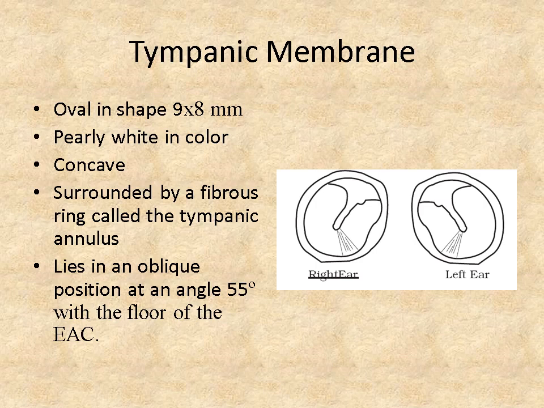The tympanic membrane is placed in an oblique position, at an angle of 55 degrees with the floor of the external auditory canal, so that the anterior and the inferior walls of the external auditory canal are longer than the posterior and the superior walls.